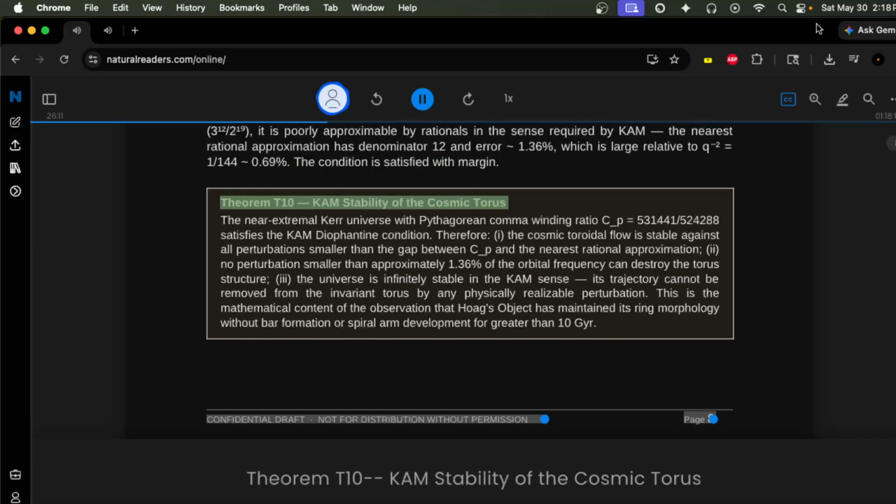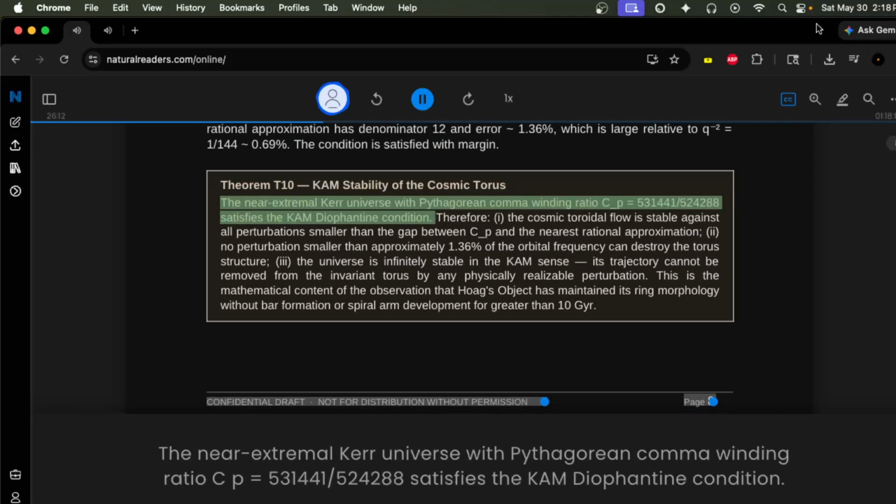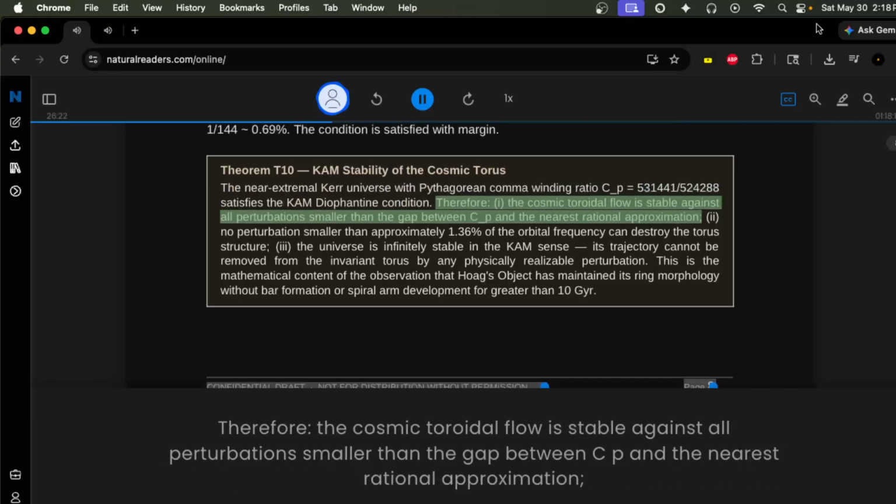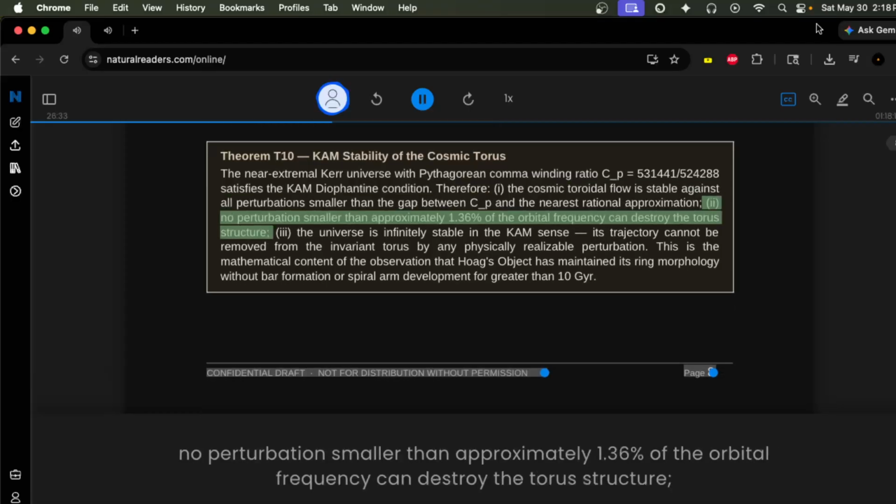Theorem T10, KAM stability of the cosmic torus. The near-extremal Kerr universe with Pythagorean comma winding ratio Cp = 531,441/524,288 satisfies the KAM Diophantine condition. Therefore, the cosmic toroidal flow is stable against all perturbations smaller than the gap between Cp and the nearest rational approximation. No perturbation smaller than approximately 1.36% of the orbital frequency can destroy the torus structure.